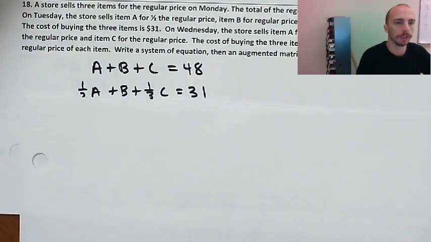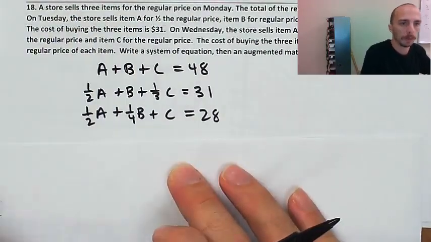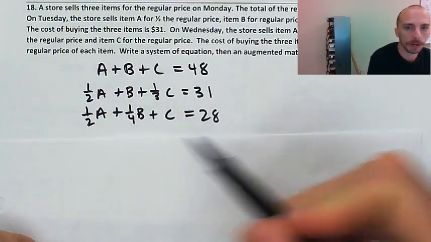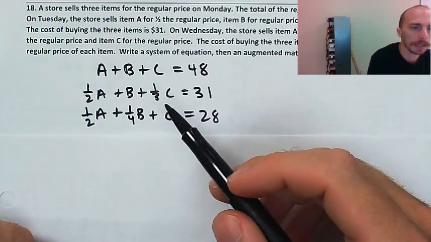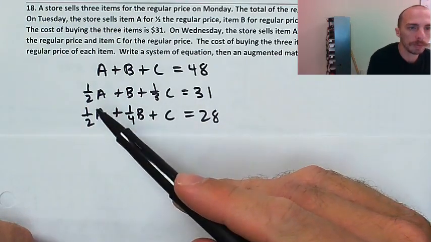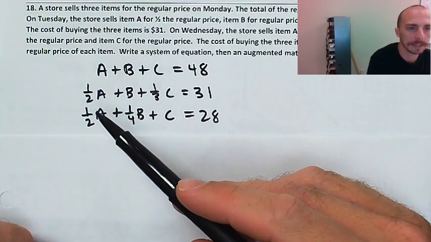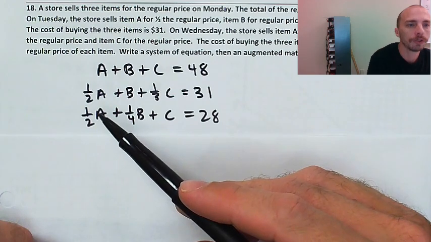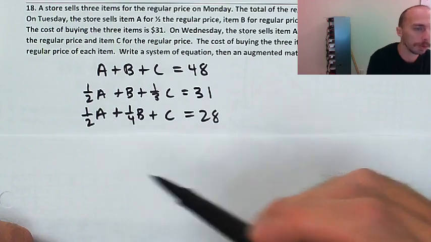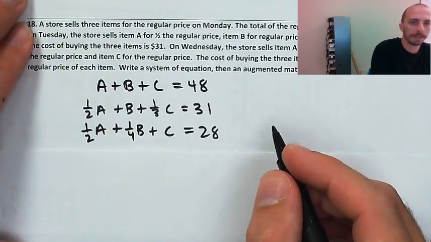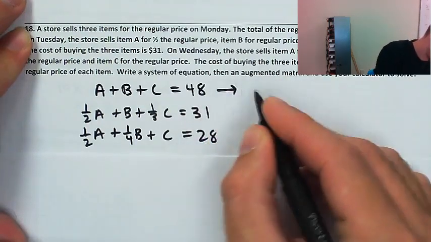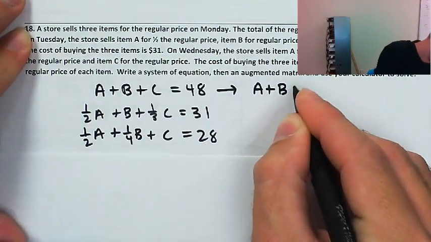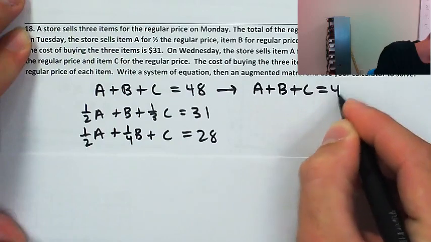I'm just going to give myself more room to work here. All right, so what I'm going to do is get these out of the fraction world and into the whole number world, and then life will be good. I should try to get rid of all the fractions and then figure out how I'm going to eliminate. Okay, I don't need to do anything to this equation. Everything is already whole numbers.